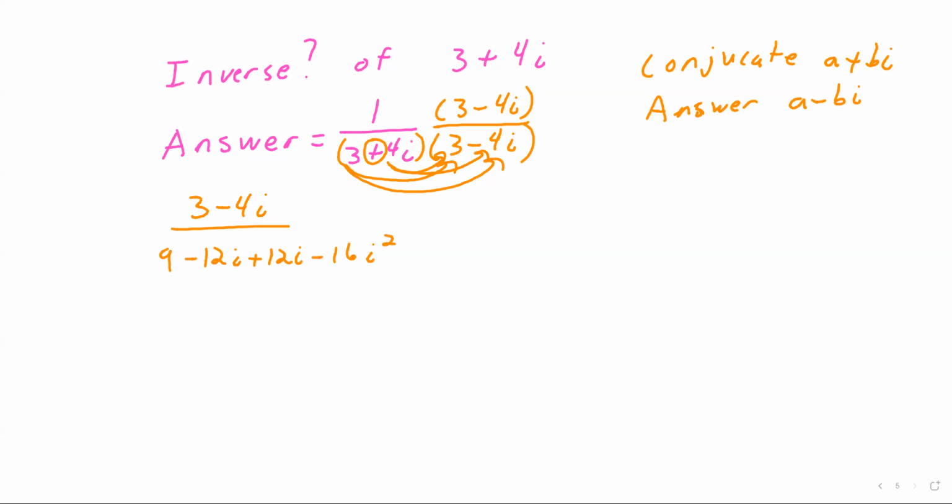All right. And when we simplify this, what do we know i squared is? Good, that turns into a -1. -1 times -16 gives me a +16. And what's going to happen to this -12i and this +12i? They cancel out, which is great because we didn't want any more i's. And then we're left with 3 minus 4i over what's 9 plus 16? 25.